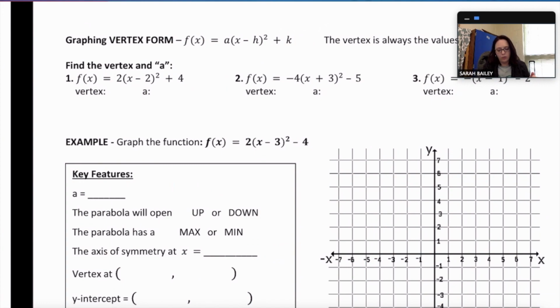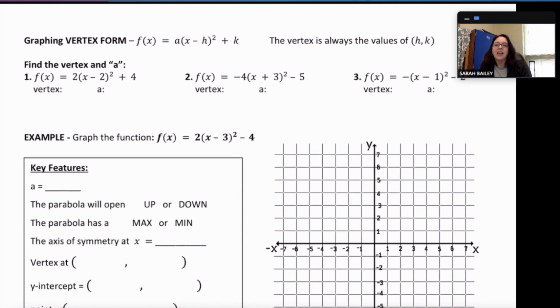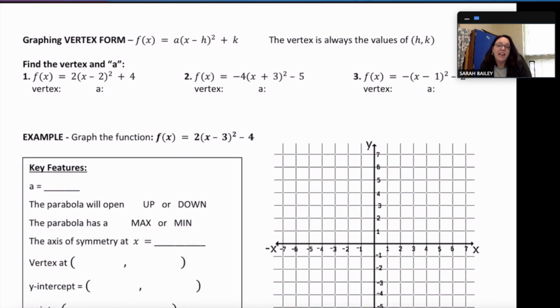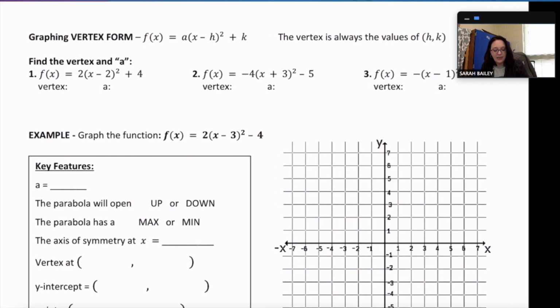So now we have vertex form, okay? And that's this form right here, f of x equals a times x minus h squared plus k. Now in this case, the vertex is always the point h comma k. So let's look at the first example here. It says to find the vertex and find a. So be really careful here with the signs, okay?